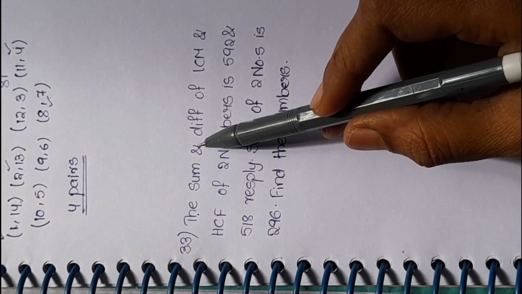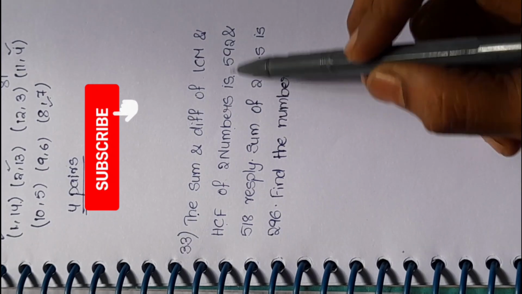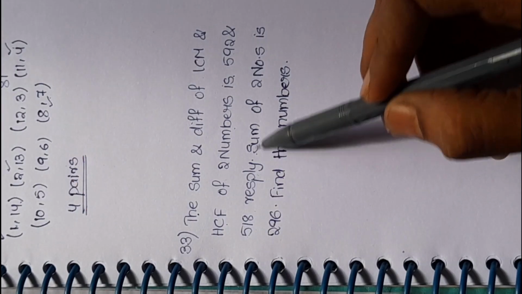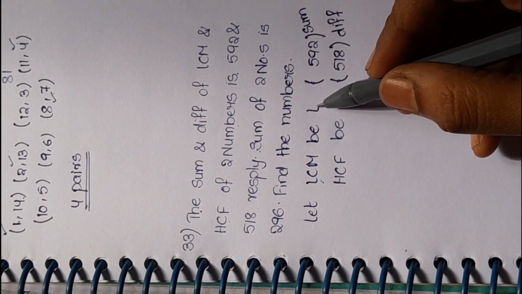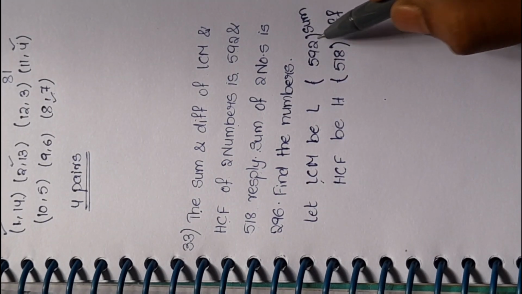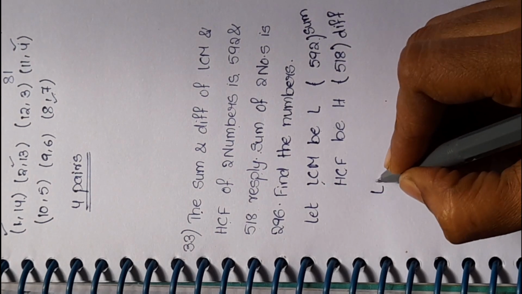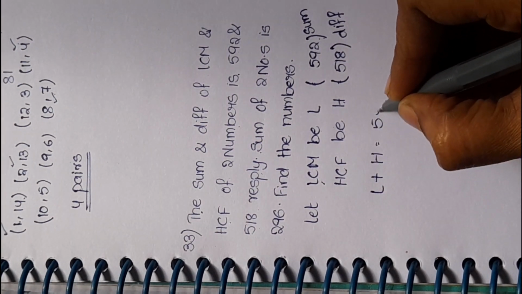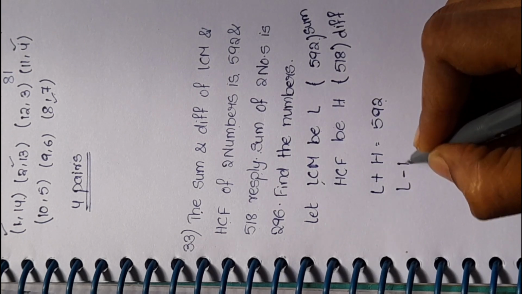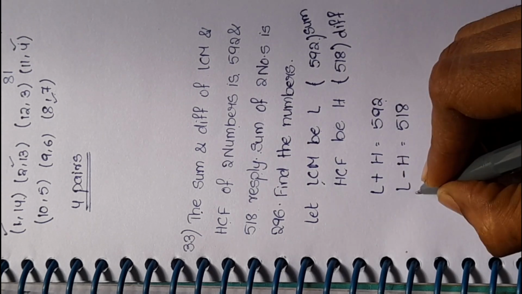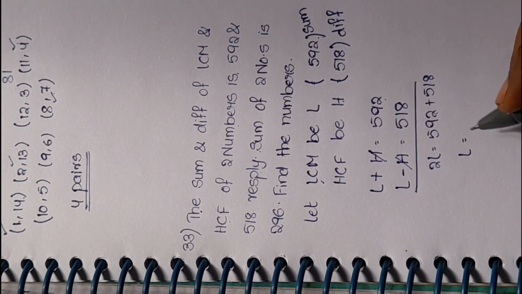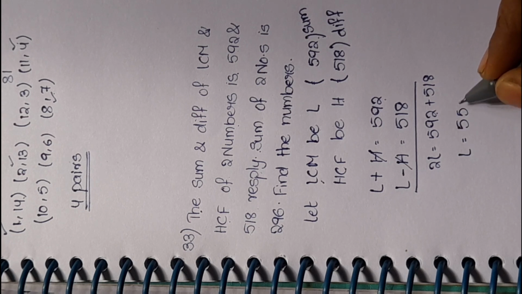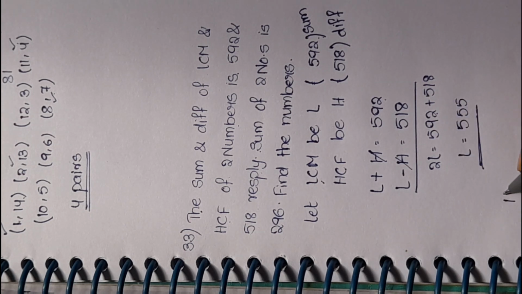Question number 33. The sum and difference of LCM and HCF of two numbers is 592 and 518 respectively. The sum of the two numbers is 296. Find the numbers. Let the LCM be L and HCF be H. The given sum is 592 and the difference is 518. So LCM plus HCF is 592, LCM minus HCF is 518. On cancellation of the H's, 2L is equal to 592 plus 518. L is equal to 555. From this we can get H is equal to 37.